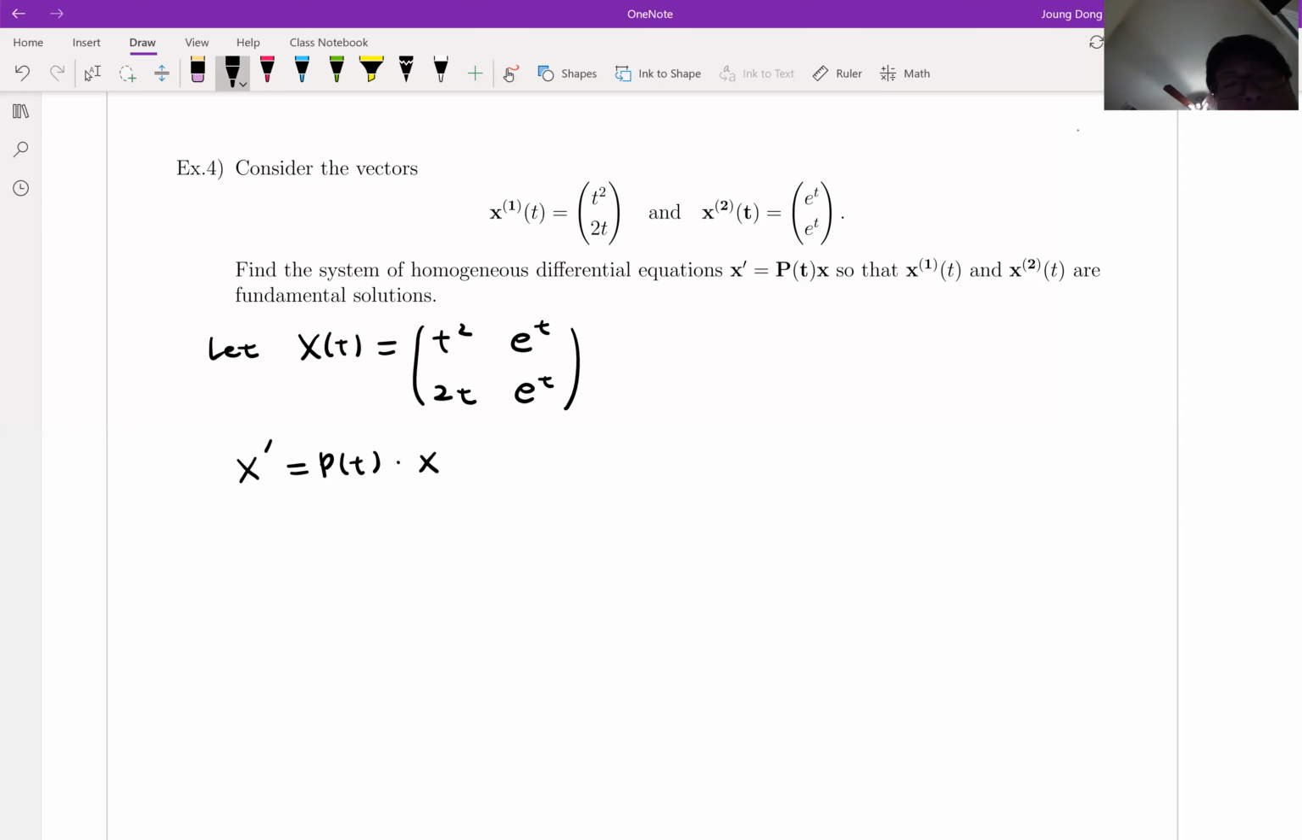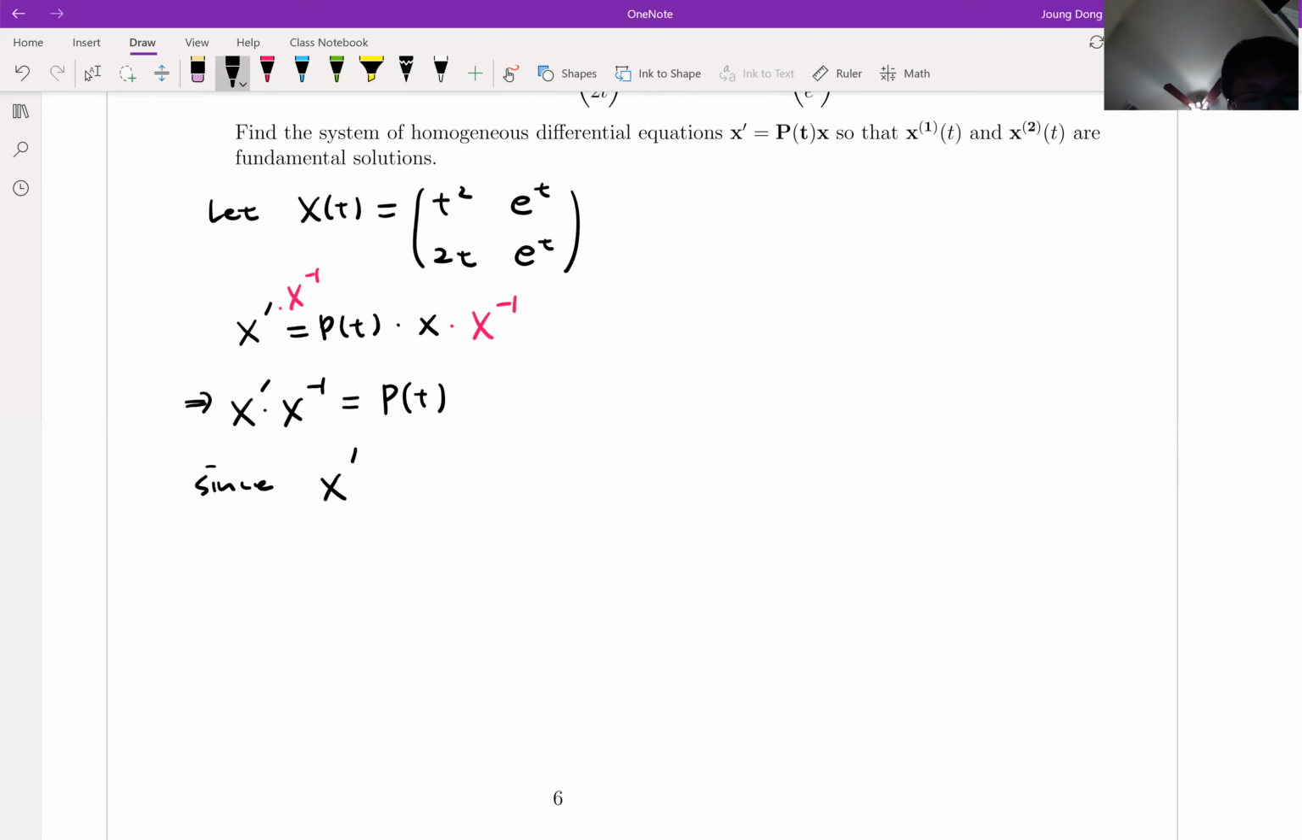I said left, but we're going to multiply on the right-hand side, I'm sorry. Then you multiply the same side on the left-hand side as well. Then this will show X prime times X inverse equals P(t). There we go. If you have to find P(t), then your P(t) can be found by X prime times X inverse. Does it make sense? Now we're going to find X inverse and X prime.